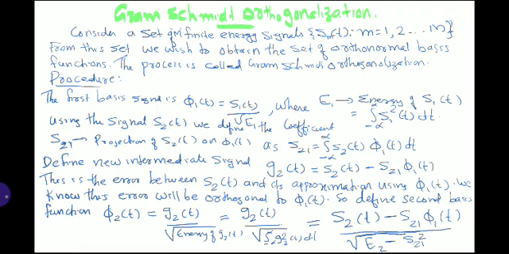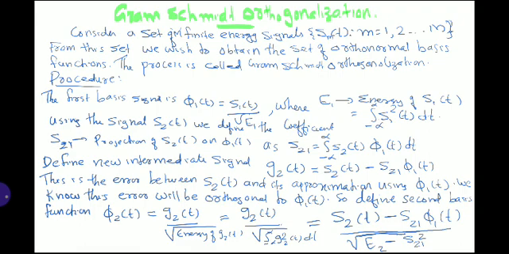So we have already derived that the error signal is orthogonal to each of the basis functions. So we have proved it, or we have derived it before. So we know that this error signal will be orthogonal to phi1 of t, because the error is orthogonal to all the basis functions that we have derived before. So we know that this error will be orthogonal to phi1 of t.